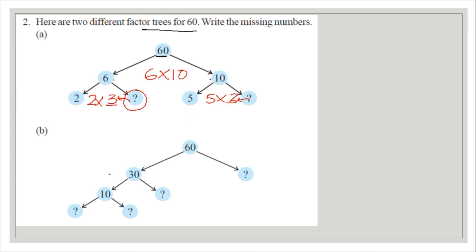In the next one, 60 is the product of 30 with one more number here. It has to be 2. 10 multiplied to which number gives 30? It has to be 3. 10 is a product of two prime numbers. Which are they? 5 and 2, because 5 times 2 is 10.